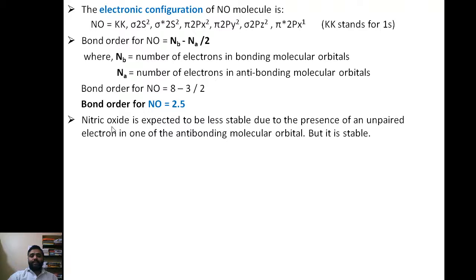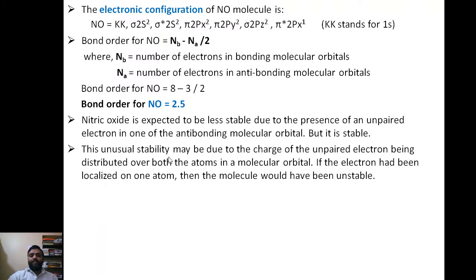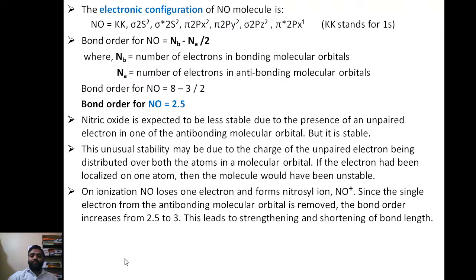Another explanation: nitric oxide is expected to be less stable due to the presence of an unpaired electron in one of the antibonding molecular orbitals. But it is stable. Why? This unusual stability may be due to the charge of the unpaired electron being distributed over both the atoms in the molecular orbital. If the electron had been localized on one atom, then the molecule would have been unstable.